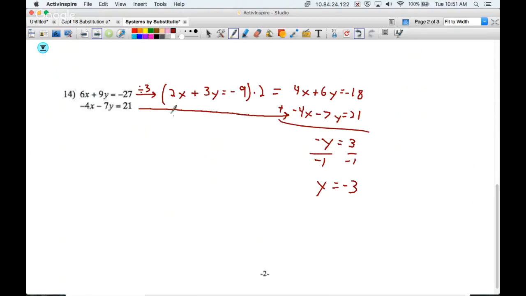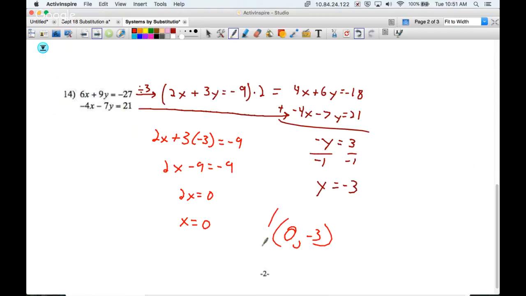Let's plug that in to, I guess this looks like the most simple equation. So 2x plus 3 times a negative 3 equals negative 9. 2x minus 9 equals negative 9. 2x equals 0. X equals 0. Let's check that with maybe this one here. 0. That becomes a 21. 21 equals 21. And we can state our answer as an ordered pair if we want.